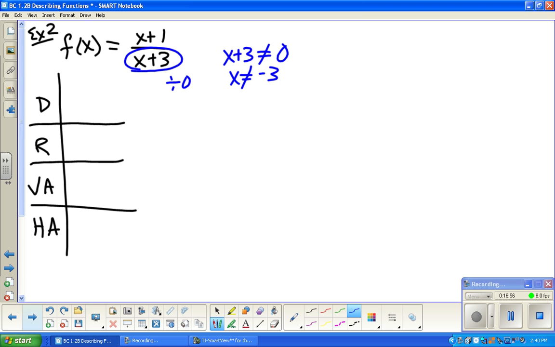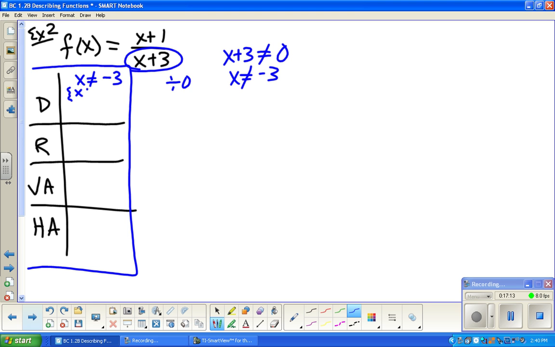So I could write it just x not equal to negative 3. Now, this is not what x is allowed to be. This is what x is not allowed to be. And the implication is that x can be anything else. Again, you could do set builder notation, the set of all x such that x is not equal to negative 3.